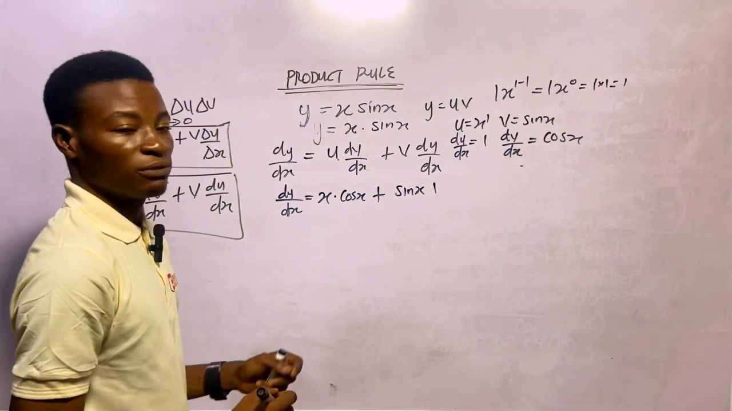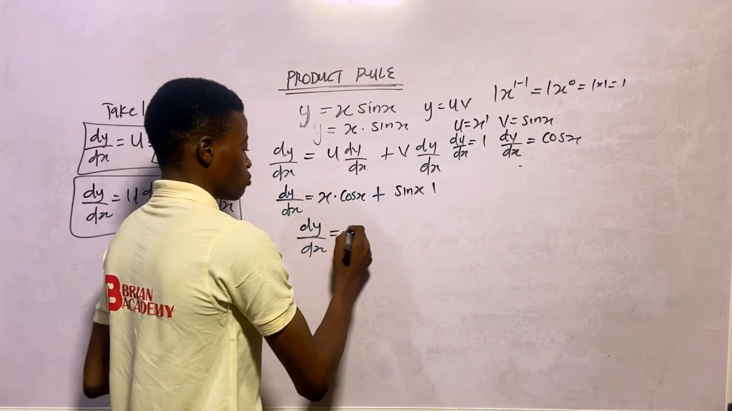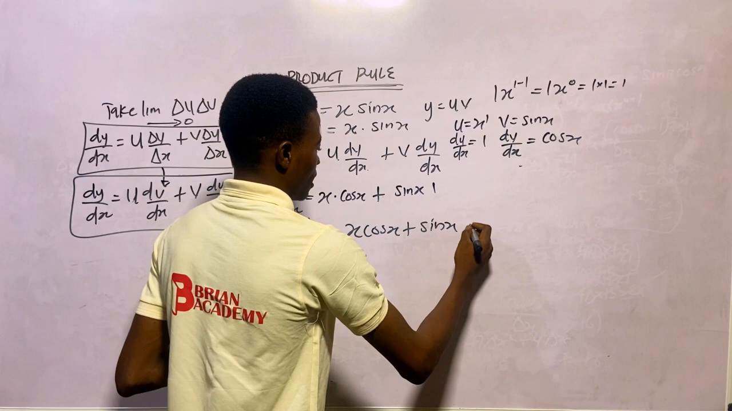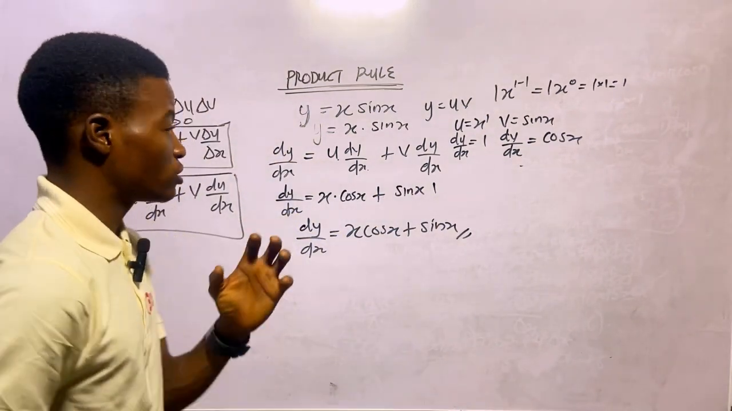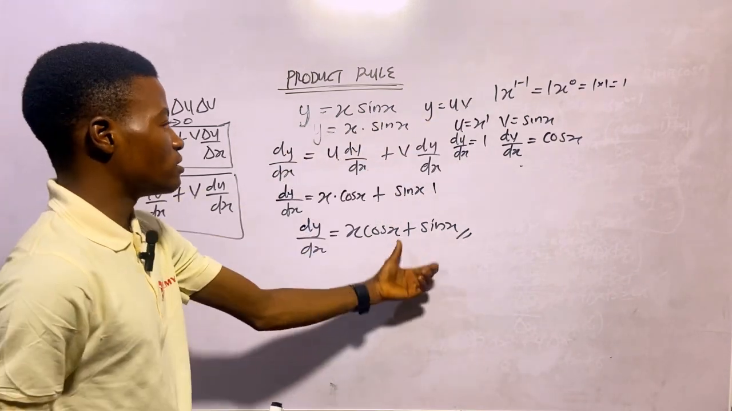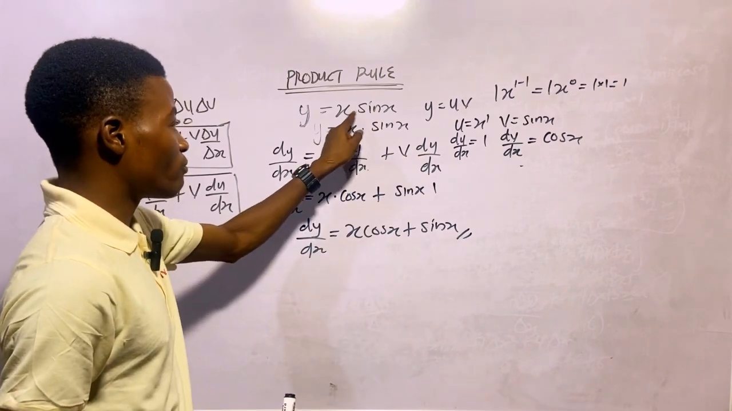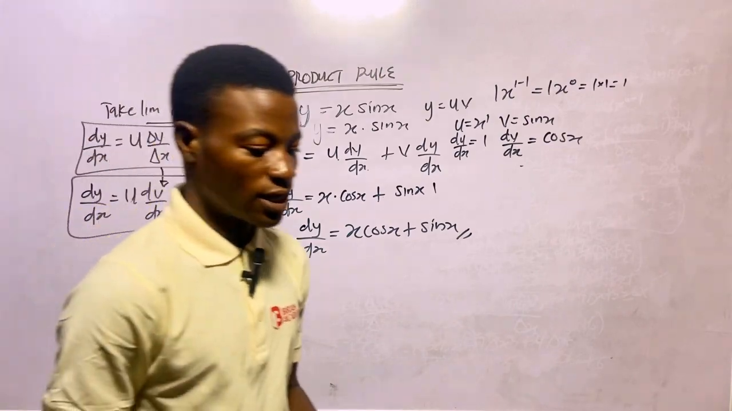So if I go ahead and simplify this expression, I'm going to have dy/dx equals x cos x plus sin x, and that's the answer. Whenever you are given a product function, that is, two functions multiplying each other, you simply use the product rule. Differentiating x sin x gives you x cos x plus sin x.